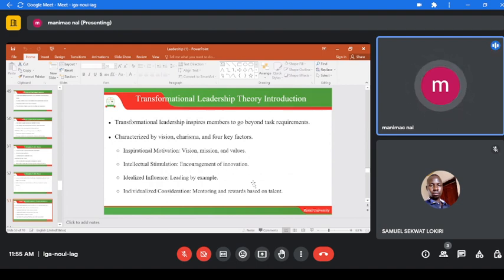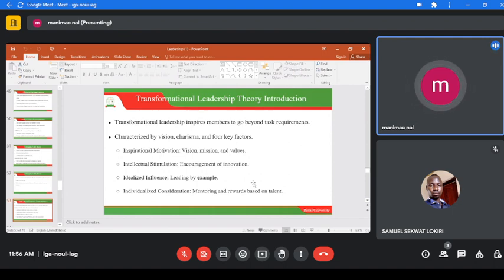Further still, we shall also look at another theory, which is called transformational leadership theory. Introduction: in this theory, we expect leaders to inspire members to go beyond given task requirements. They are also characterized by the vision and the charisma of a leader, and four other key factors.